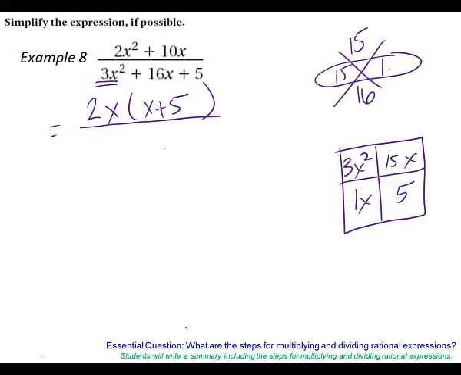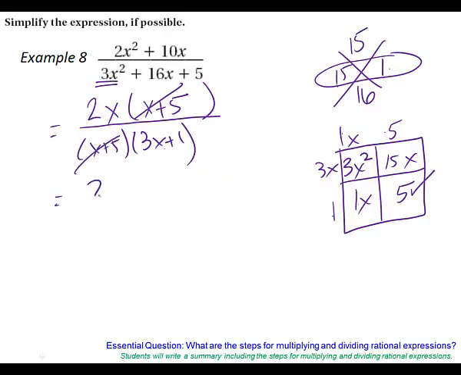All right, what times what is 3? 3. Good. Where does my 3 have to go? On the left side. How many times does 3x divide 15? 5. Good. How many times does 1x divide 1x? 1. Check it. 1 times 5 is 5. So we've got x plus 5 times 3x plus 1. What cancels? X plus 5. Good. And we're left with 2x over 3x plus 1.